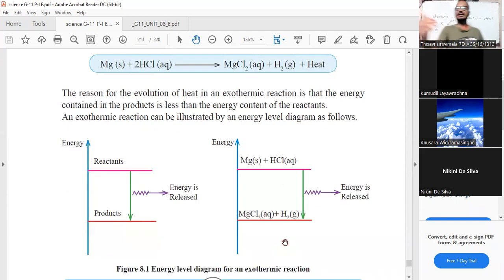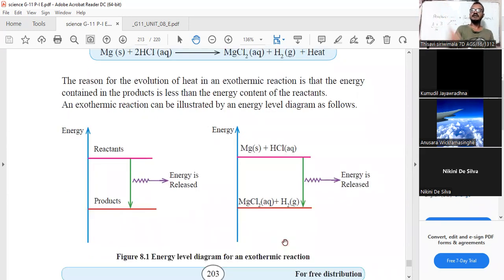So here, the reactants are Mg solid plus 2HCl aqueous. Then the products will be MgCl2 aqueous plus H2 gas.